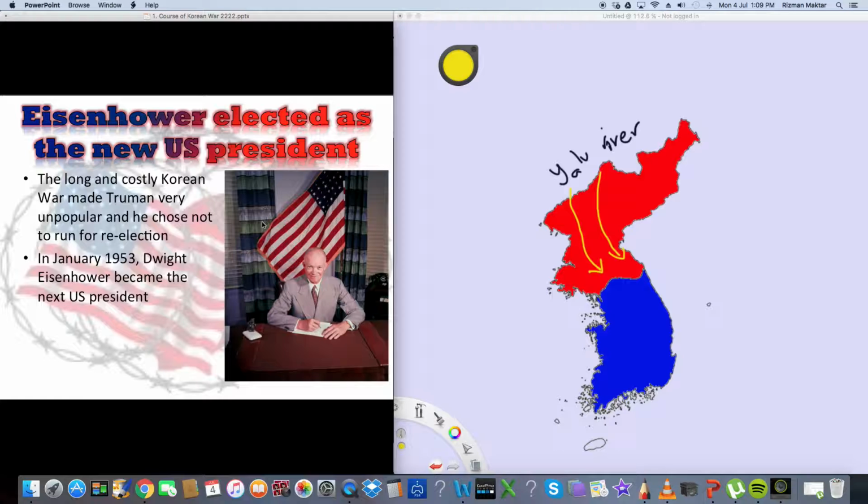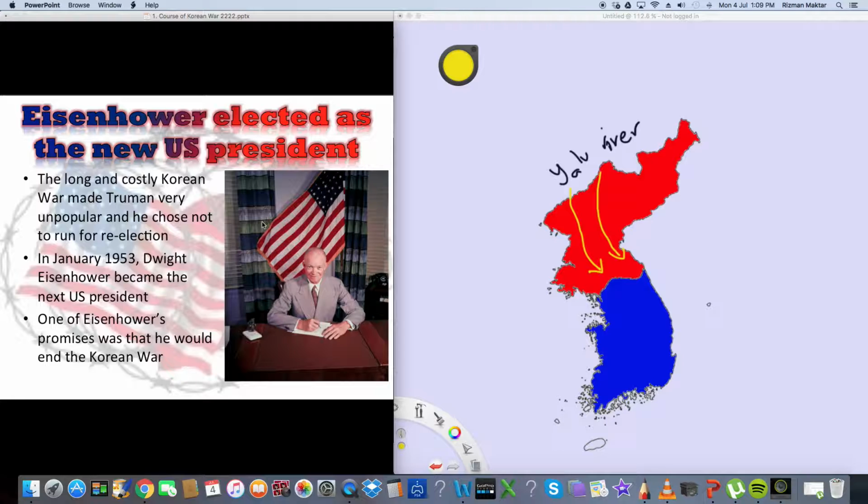Dwight Eisenhower promised the people of the United States that if they elected him, he would end the Korean War, which was taking a toll on the US, because the US lost a lot of men fighting in Korea. Right? They were very unhappy about it. So Dwight Eisenhower promised that he would end the Korean War. This was in January 1953.